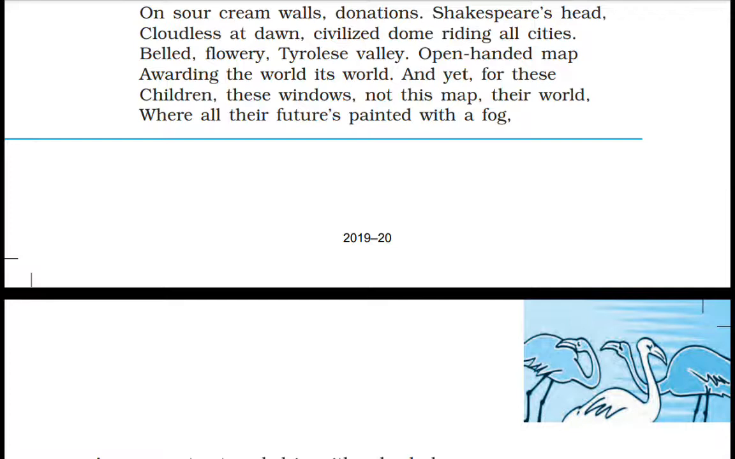So here, for them the map is not what is shown on the wall. For them the map is what they can see outside. Their world is constrained to only the slum area where they are living, that dark dingy slum, that gloomy place which is the only world for them, and that is the map for them, because they cannot go out of that world. Their whole future is painted with a fog, because they have a dark future. They do not have light in their destiny. Their life is full of hopelessness.